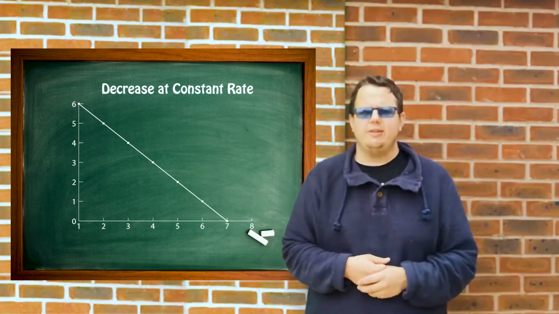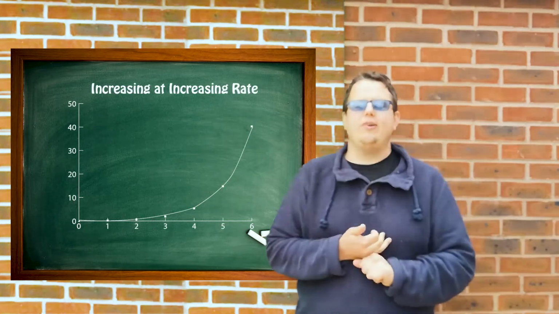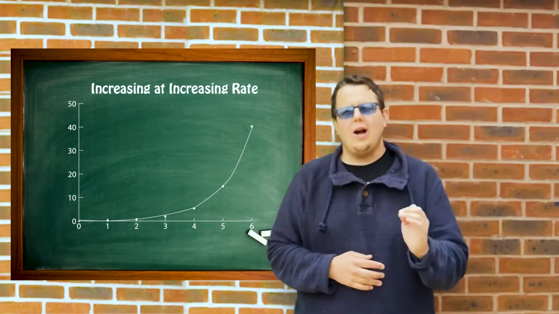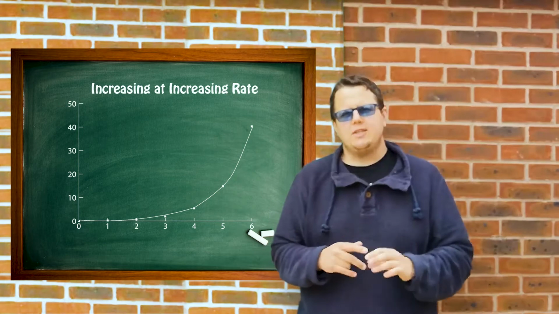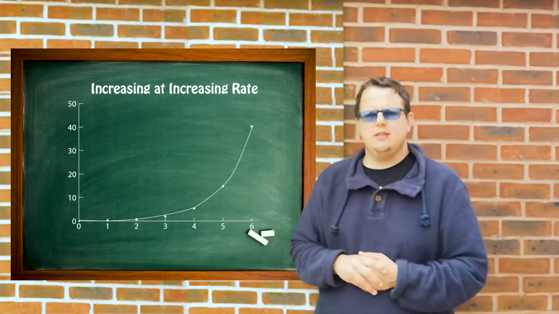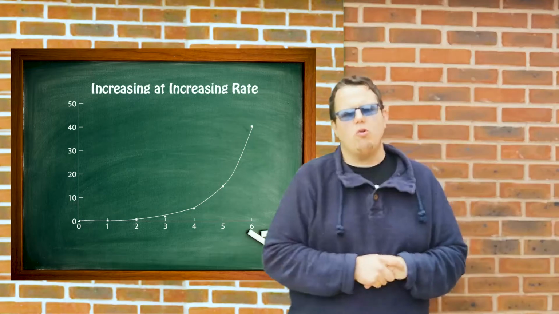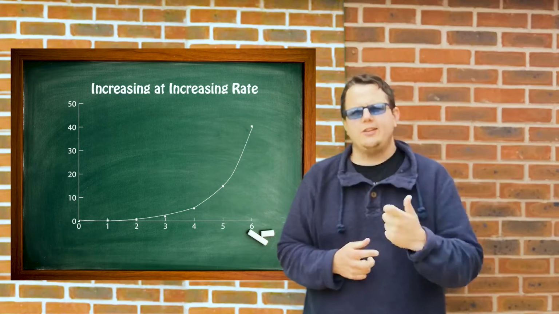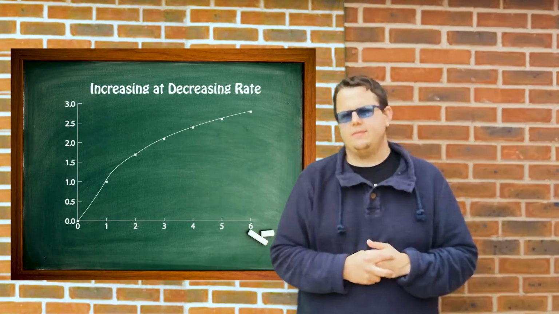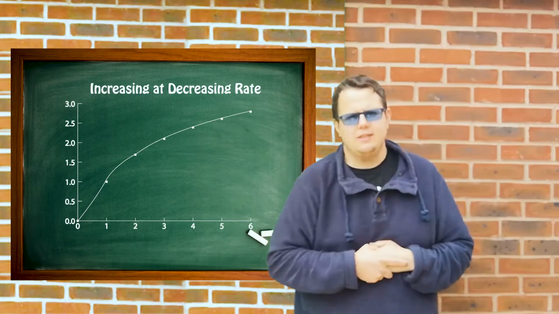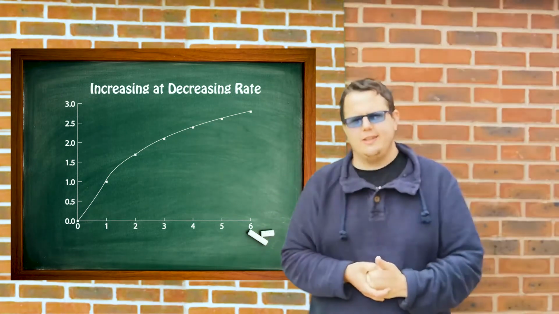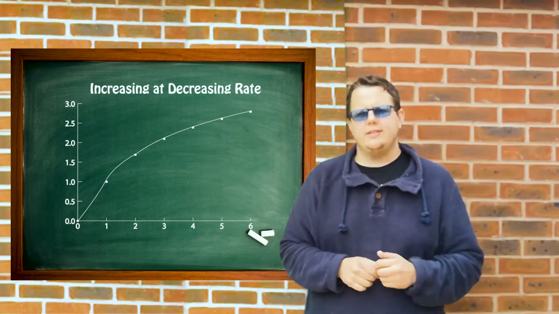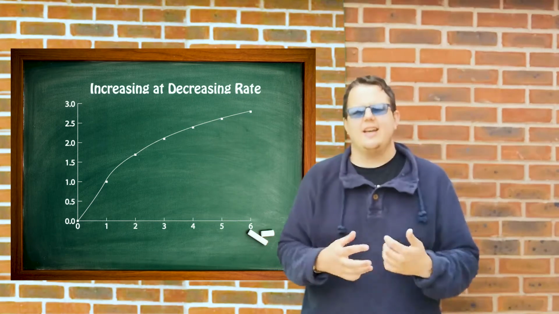Okay, so what about other increasing graphs? We have increasing at an increasing rate. Here, as x increases, y increases, but for the same increase in x, you can see that y increases by more and more as x gets bigger. We have increasing at a decreasing rate. So here, as our value of x increases, y still increases, but for the same increase in x this time, y increases by less and less as x gets bigger.